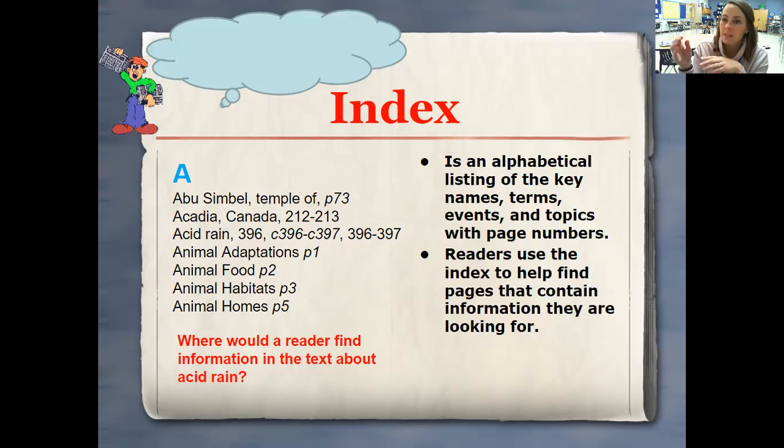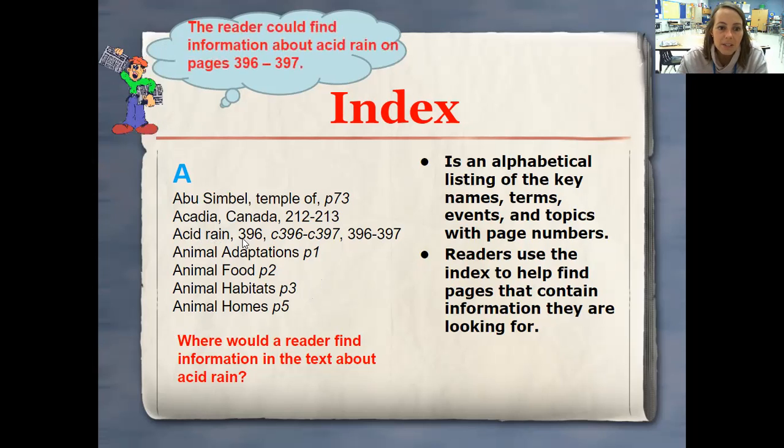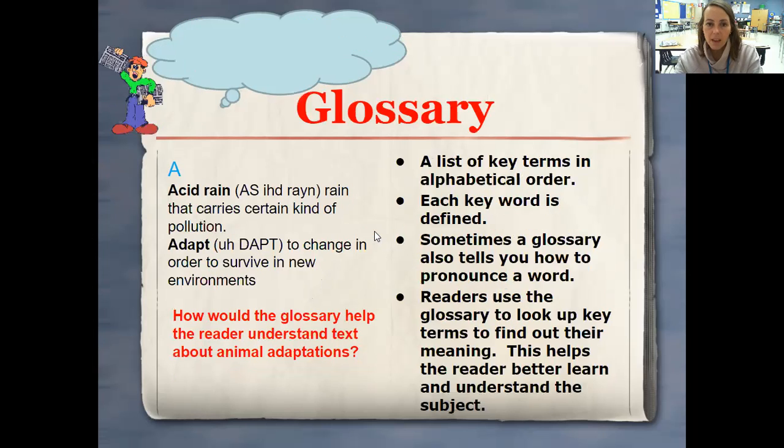If you're looking for something specific, if you go to the table of contents and you can't find it there, check the index at the back, okay? Here's an example of what you might see in an index. It's in ABC order and it gives you the page number beside each topic. So where would the reader find information about the topic acid rain? Well, we could look at our index right here and it tells us it's on page 396 and 397.